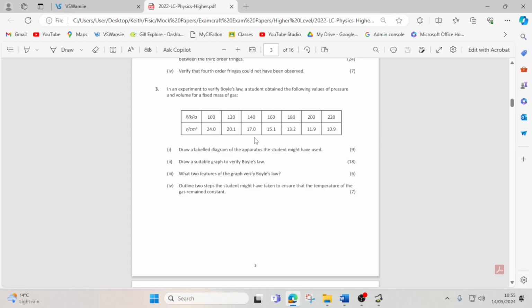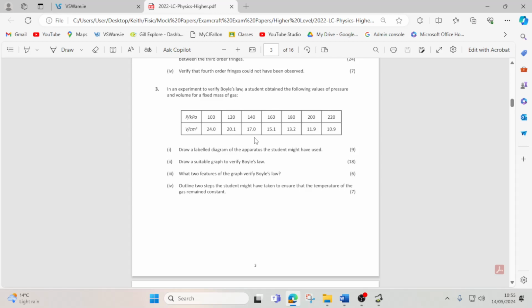What two features of the graph verify Boyle's law? That's the two: it's a straight line and it goes through the origin. Those are the two key points of your graph. A straight line through the origin proves that they're inversely proportional.